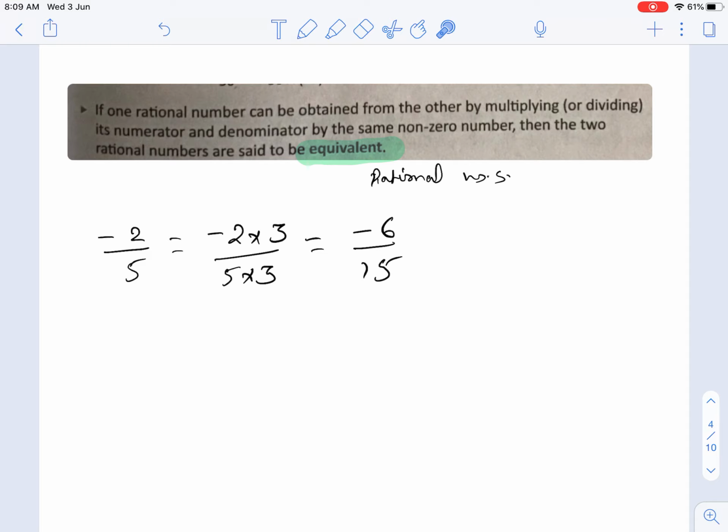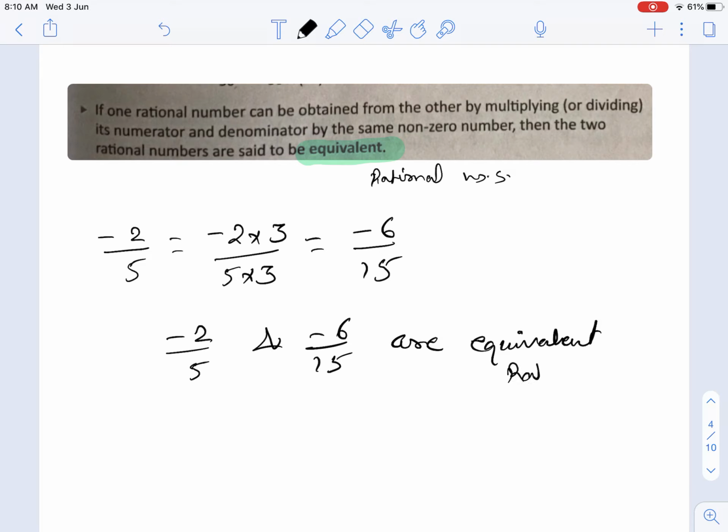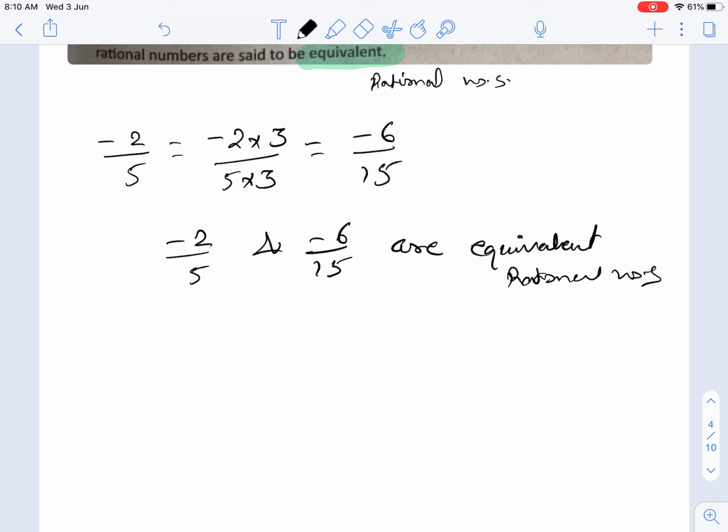Here it can be seen that they both were multiplied by the same number, so we can say that minus 2 upon 5 and minus 6 upon 15 are equivalent rational numbers. Why are they equivalent? Their values are the same. Let us come back again. Minus 6 upon 15 is in standard form. The first condition it satisfies is that the denominator is positive, but one more condition it has to satisfy, there should be no common factor.